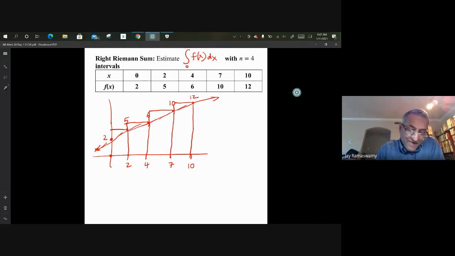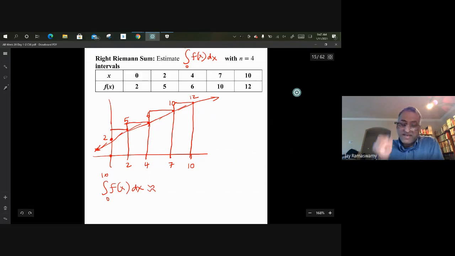Okay, now, finally, so write this down. Integral from 0 to 10, f of x dx, pay close attention, is approximately, everybody, make sure you draw the squiggle. Okay, what's the area of a rectangle? Base times height. I'm going to go to every rectangle, just do base times height, add them up. Is that clear?